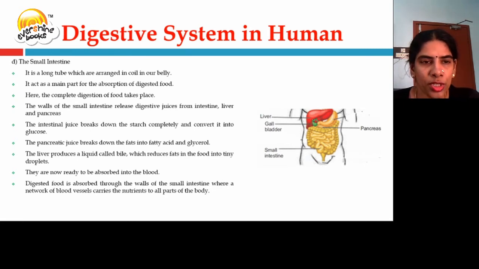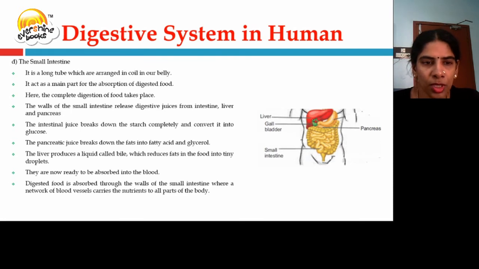So, the small intestine is a long coiled tube. It acts as the main part for the absorption of digested food. The complete digestion of food takes place in the small intestine. It releases digestive juices, that is, juices will be released from the intestine, liver, and pancreas.